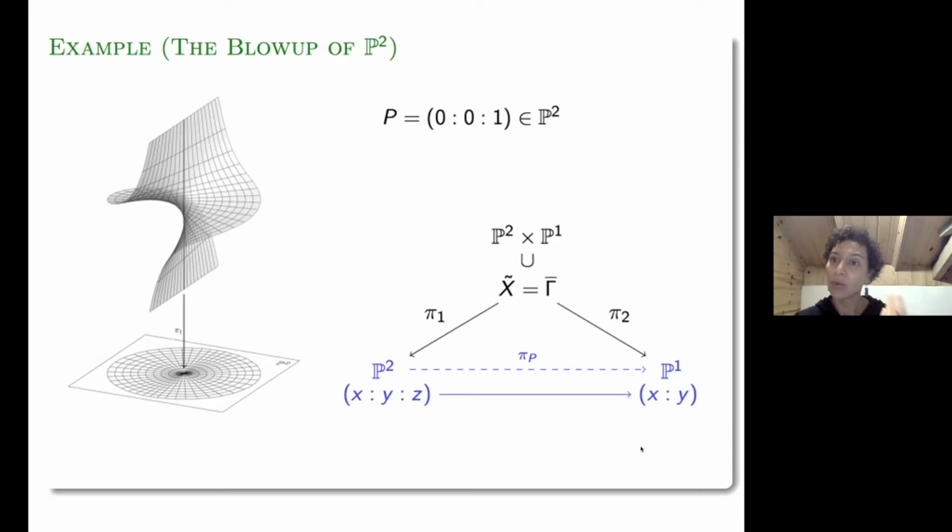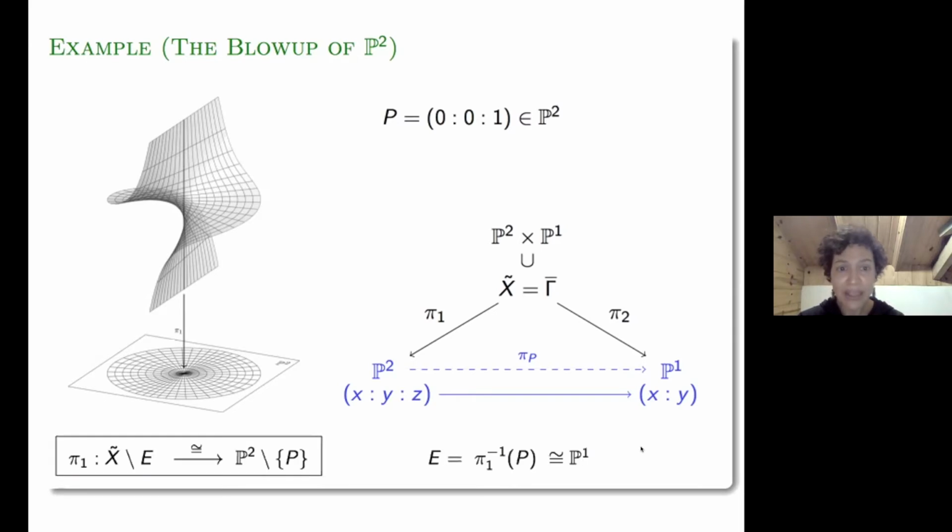Now I look at the graph of this map and take the closure of this graph, and what I get is exactly the picture that I have to the left, the blow up of P2 at one point. What we see here is that outside the point, I have an isomorphism between the blow up minus this P1, this line, and P2 minus the point. So this line is what we call the exceptional divisor, the exceptional line, which is the inverse image of the point.